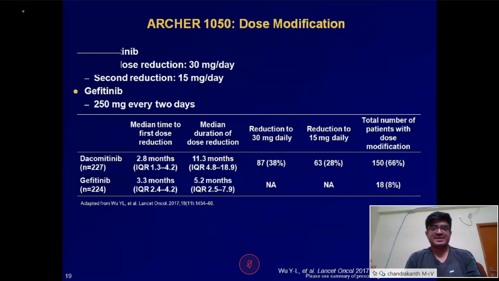So if there is diarrhea, we can go by one dose reduction if we are not able to control with conservative measures. So the first dose reduction is 30 milligrams per day. The second dose reduction is 15 milligrams per day. And the next becomes every alternate day or every 2 days.